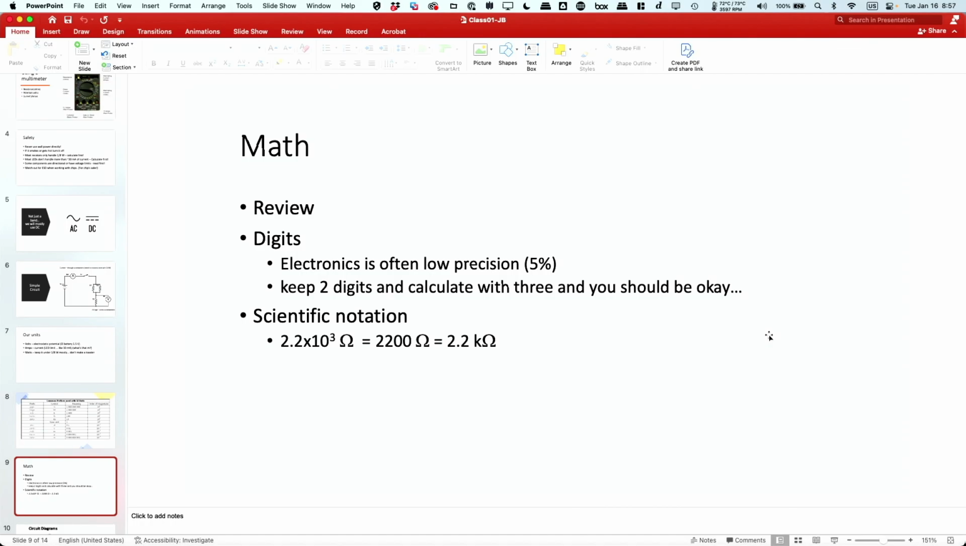Sometimes you're going to use scientific notation, which is just breaking off how many powers of 10 there are. In this case, we've got 2.2 times 10 to the 3, which we write as 2200, or 2.2 kiloohms. The Greek letter omega is the symbol for ohm, and you'll learn these as we go, the different letters that we attach to different quantities. So ohm is the measure of what? Resistance. Yeah, resistance. Okay, good.